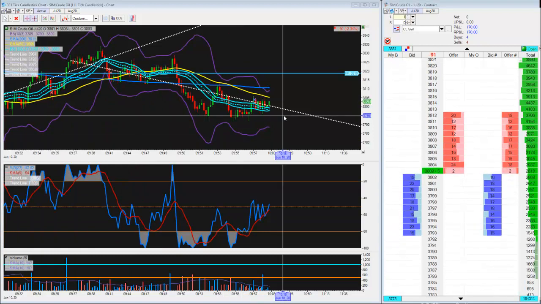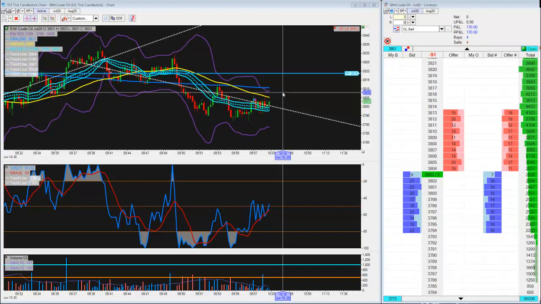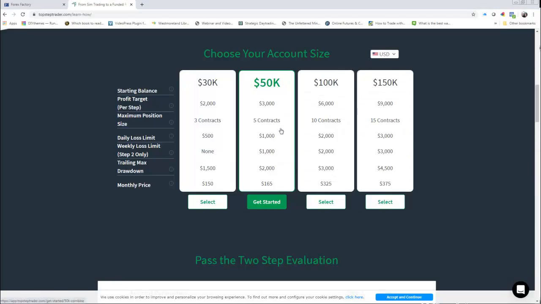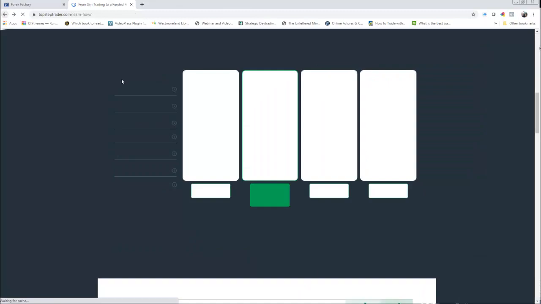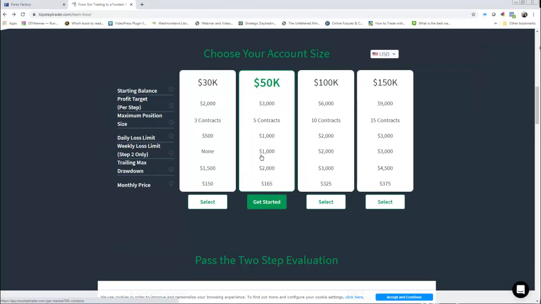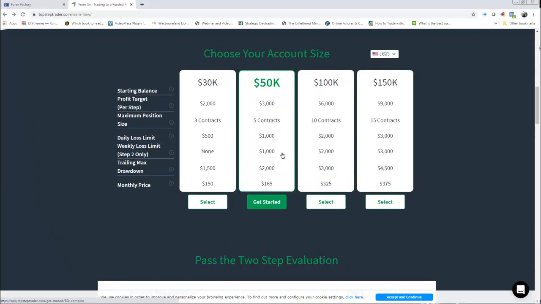Anyway, so you can see that when you're trading two, the point is, here's the point. Is it worth it? You have a daily loss limit on the 50K. Oh, get back here. Trailing max drawdown of 2,000. This is the kicker right there. The 1,000 weekly loss, that stops you from trading big time quickly.